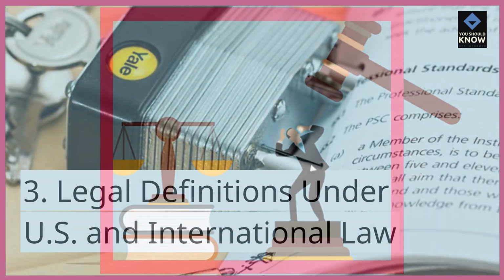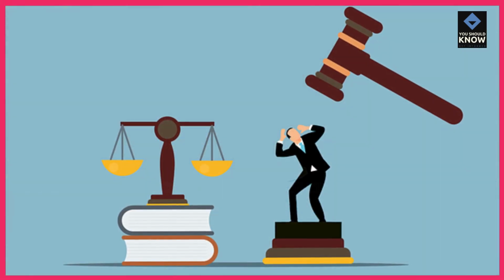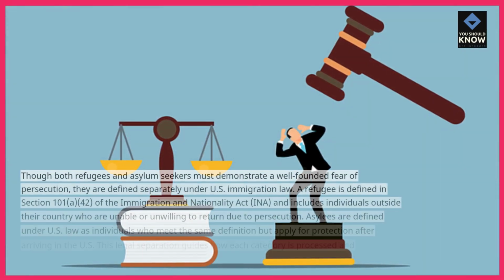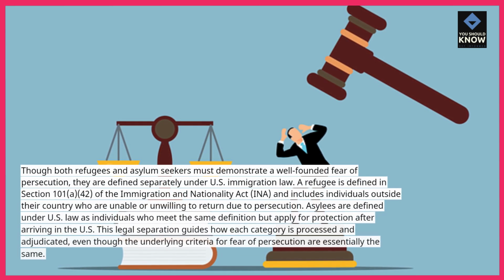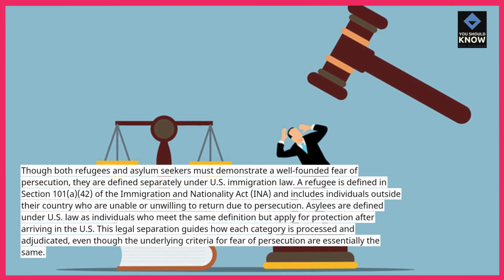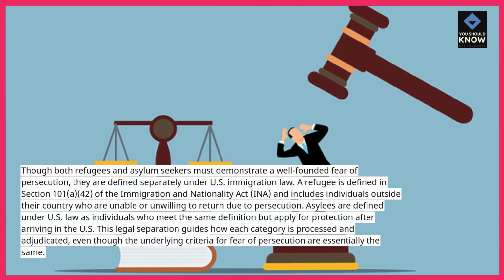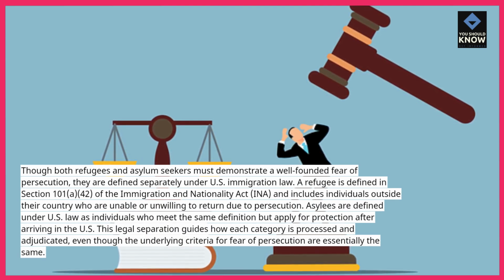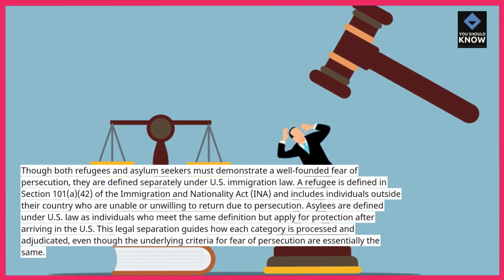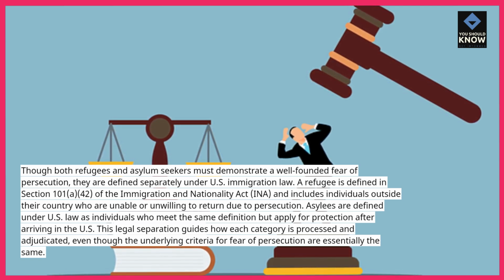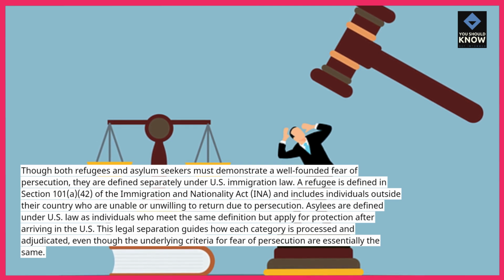3. Legal definitions under U.S. and international law. Though both refugees and asylum seekers must demonstrate a well-founded fear of persecution, they are defined separately under U.S. immigration law. A refugee is defined in Section 101(a)(42) of the Immigration and Nationality Act, INA, and includes individuals outside their country who are unable or unwilling to return due to persecution.